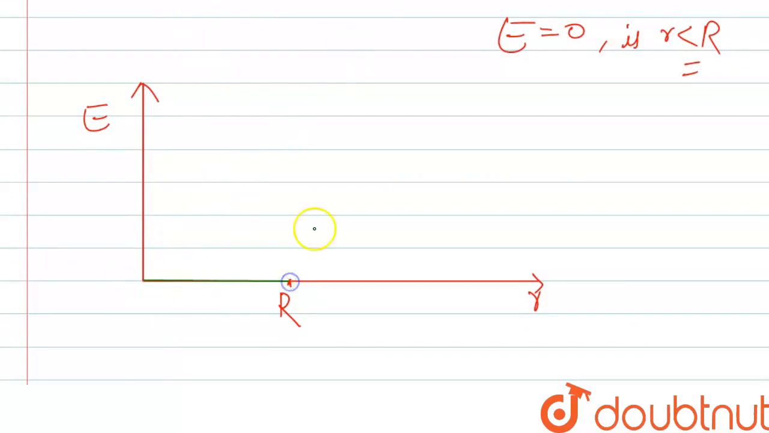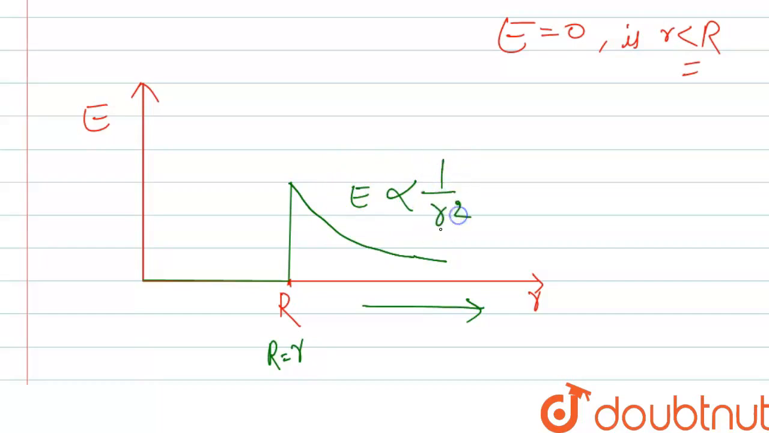And then at point R, when r is equal to R, the electric field will be maximum. Then it will decrease like this as we proceed to larger r. For distance greater than capital R, the electric field will decrease, and the electric field will be directly proportional to 1 by r square, so the curve will be parabolic.